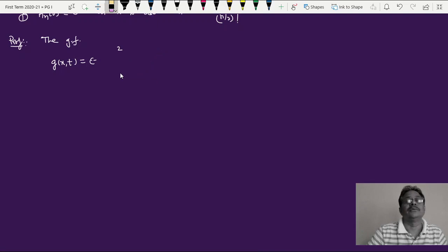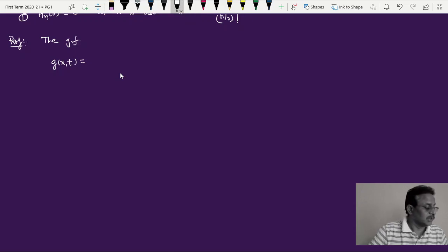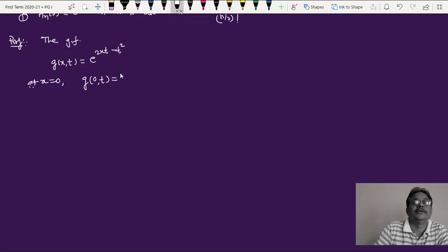I am discarding. So I have written the Rodriguez formula. The generating function is different. The generating function is e raised to 2xt minus t square. Now put the value of x equal to 0. At x equal to 0, we get g of 0, t is equal to e raised to 2 into 0 multiplied by t minus t square, which will be simply e raised to minus t square.